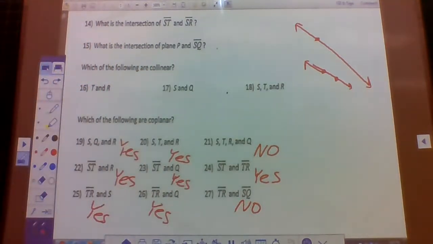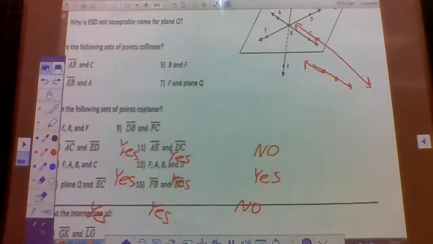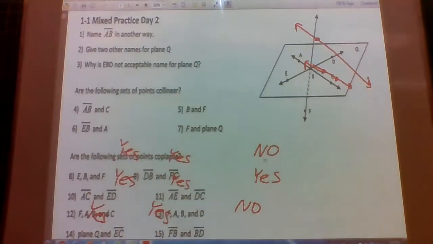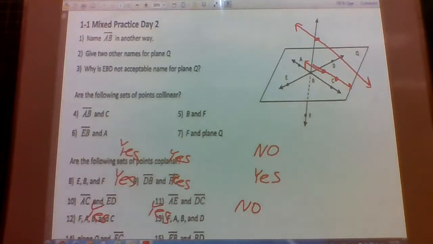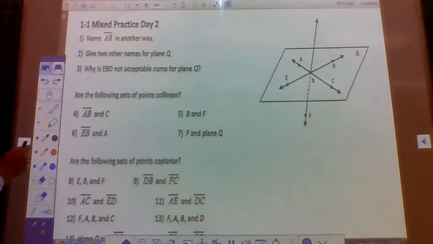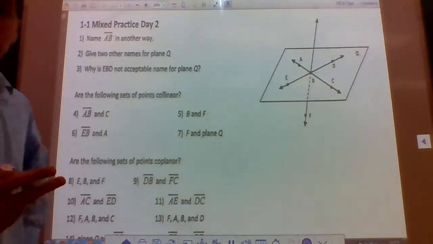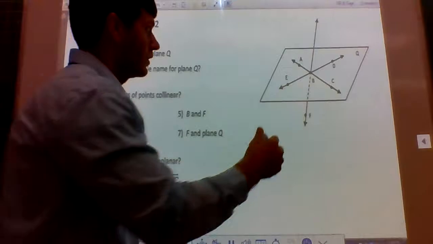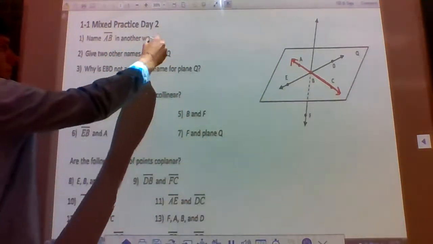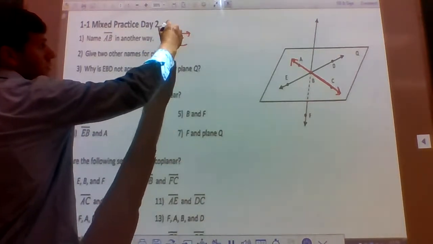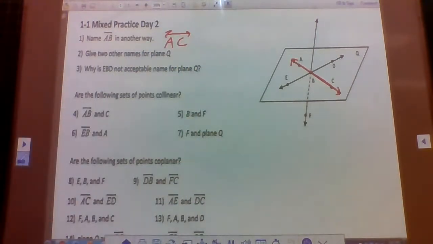Let's go to the other side, number 28. So halfway through that. All right. Okay, we want to name line AB in another way. Right, to name a line, we want to pick 2 points that are on the line. So here's line AB. So we can do AC. Okay, we could also do BC, CB, CA. Those would all work.